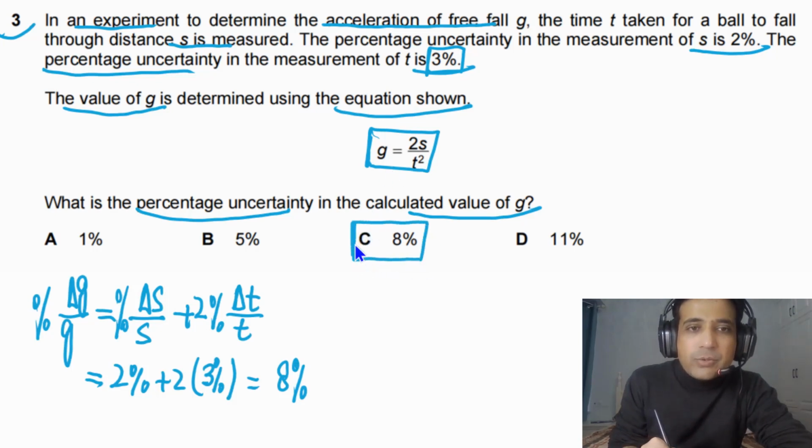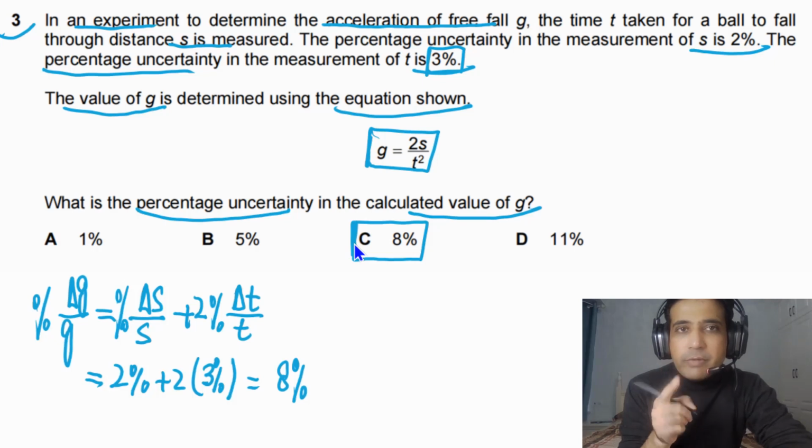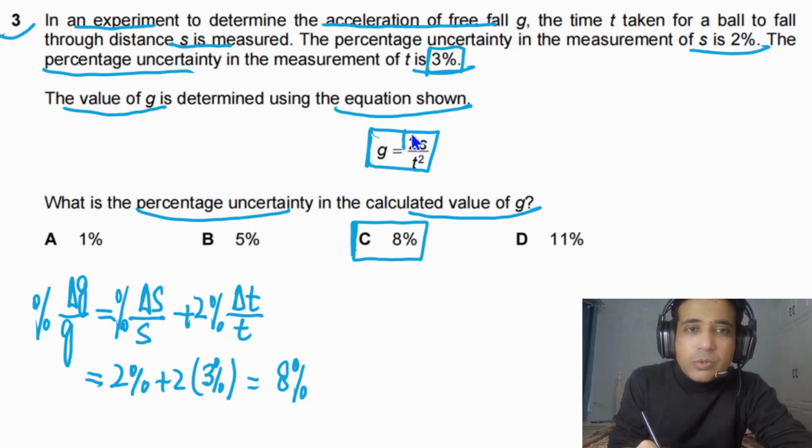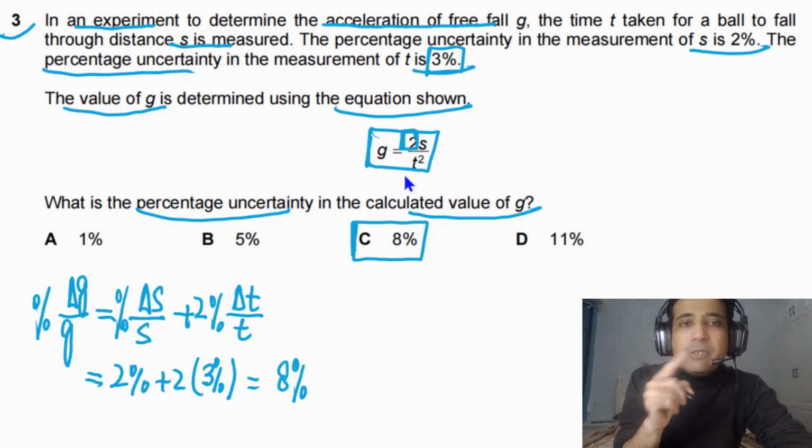So the point is that you need to understand when quantities are multiplied or divided, percentage uncertainties are added, and we no need to consider this scale factor. Even if we consider, the ratio will be the same, so we no need to consider this scale factor. So this is how you need to approach this type of problems.